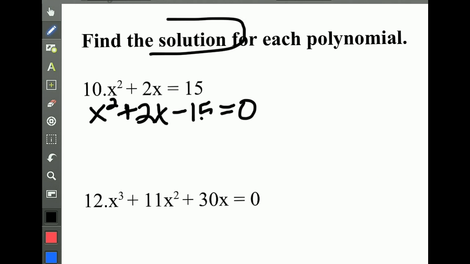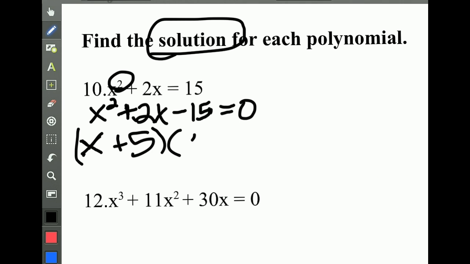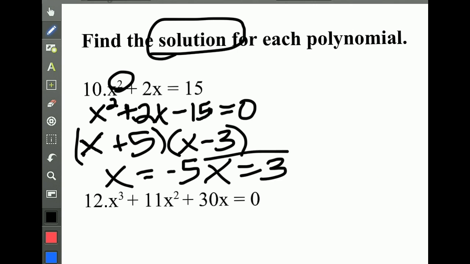It says find the solution. I'm expecting you to have x equals a number. We now know with polynomials, of course, that the number of solutions you have is always equal to the degree. So every quadratic equation has 2. So that would factor to x plus 5 and x minus 3. So our solutions would be x equals -5 and x equals 3.